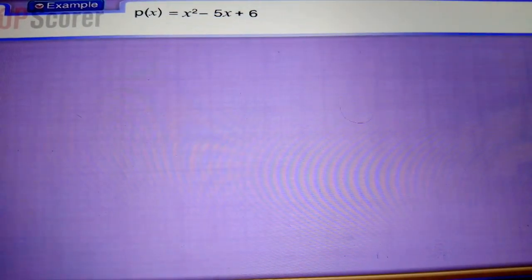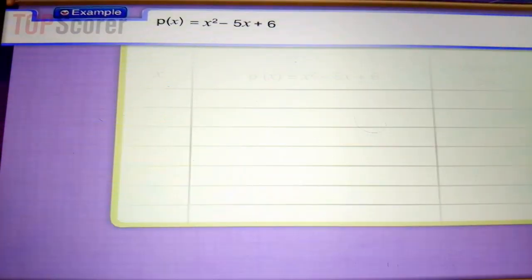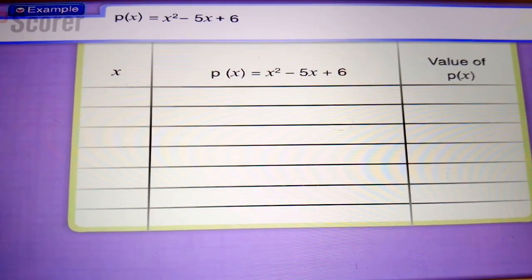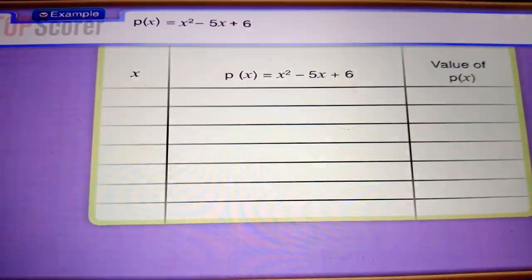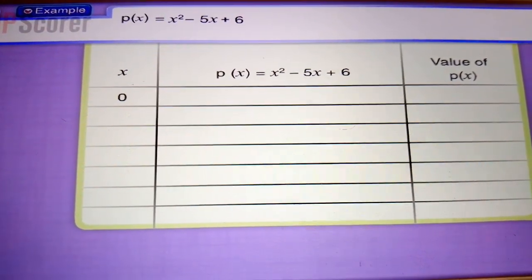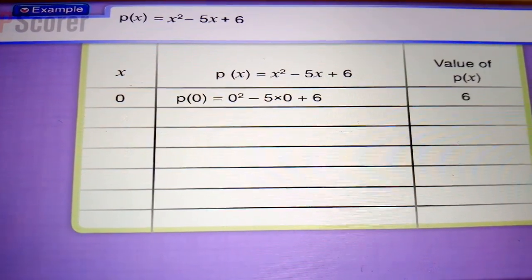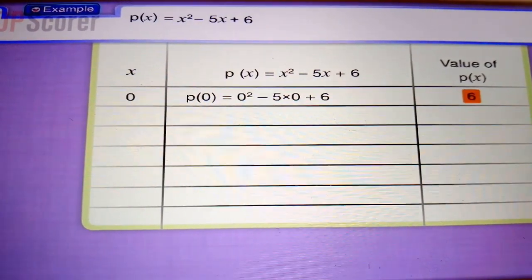Consider a quadratic polynomial p(x) is equal to x square minus 5x plus 6. We will now find the value of p(x) by substituting the given values for x. What is the value of p(x) when x is equal to 0? When x is equal to 0, the value of p(x) is 6. This means p(0) is equal to 6.